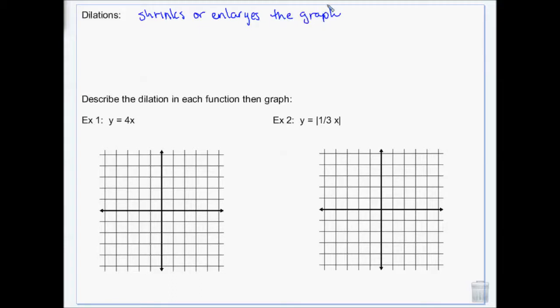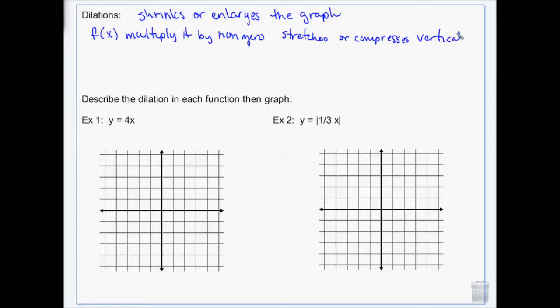Okay, so if you take f of x and you multiply it by a non-zero, it stretches or compresses vertically. So up and down. So it'll either stretch it up taller or squish it down shorter.